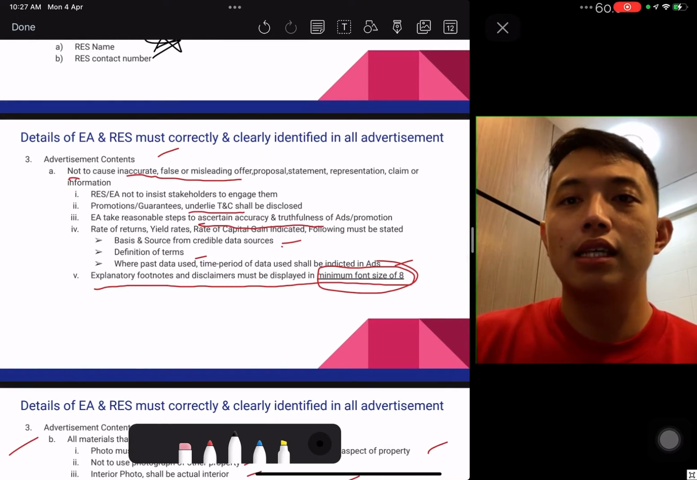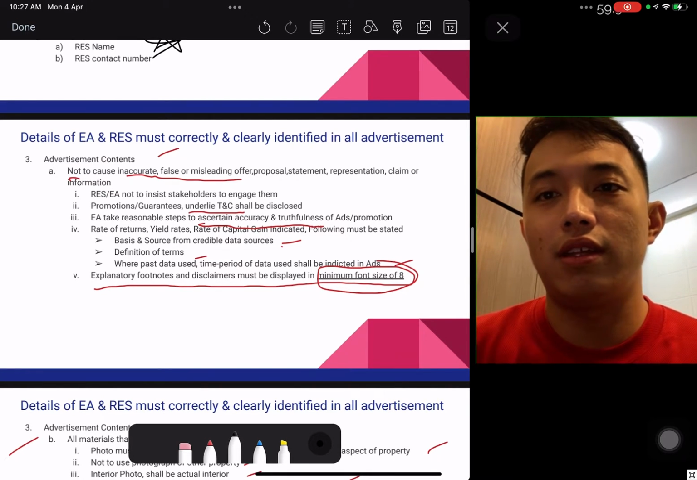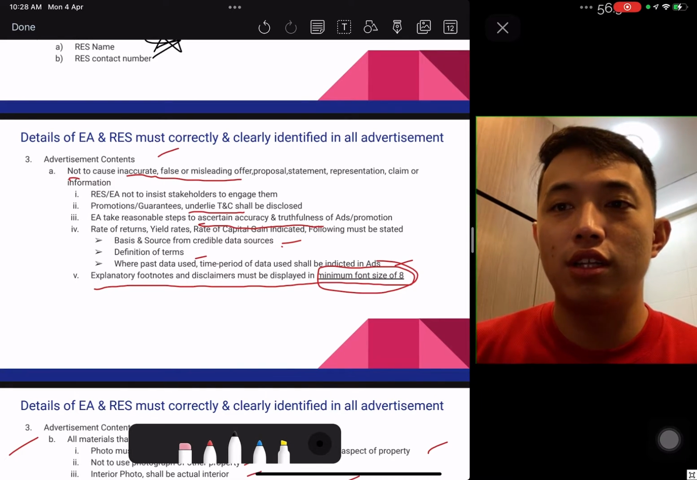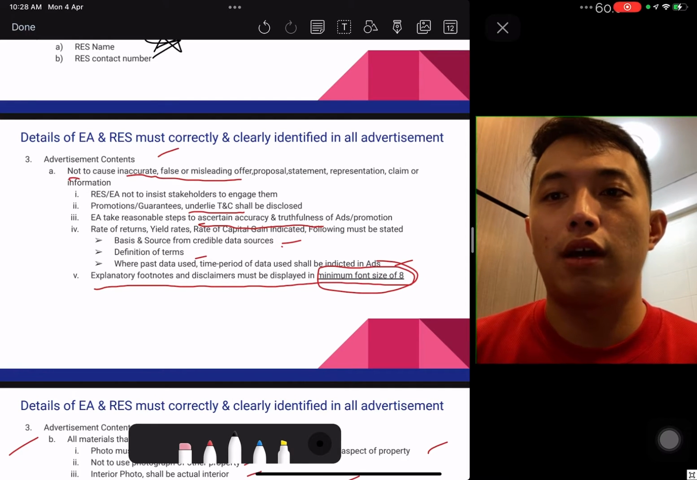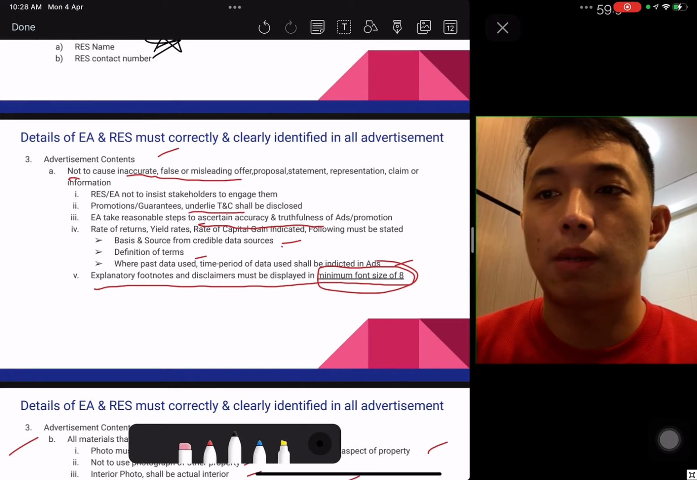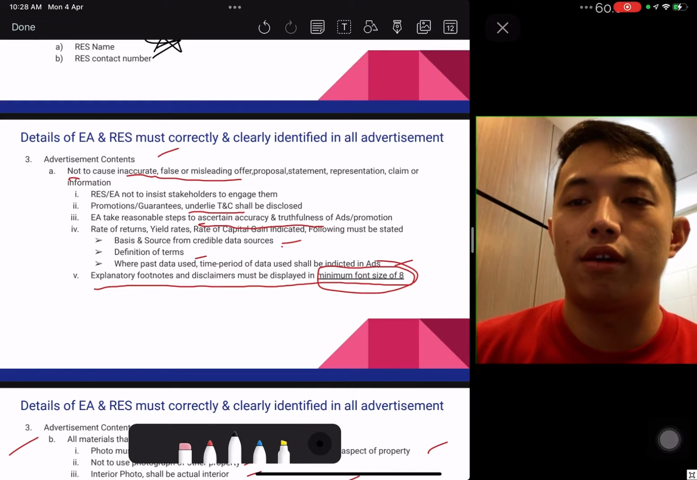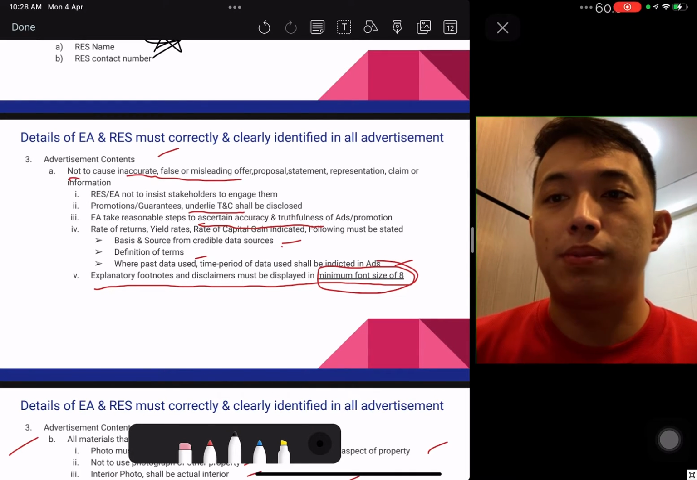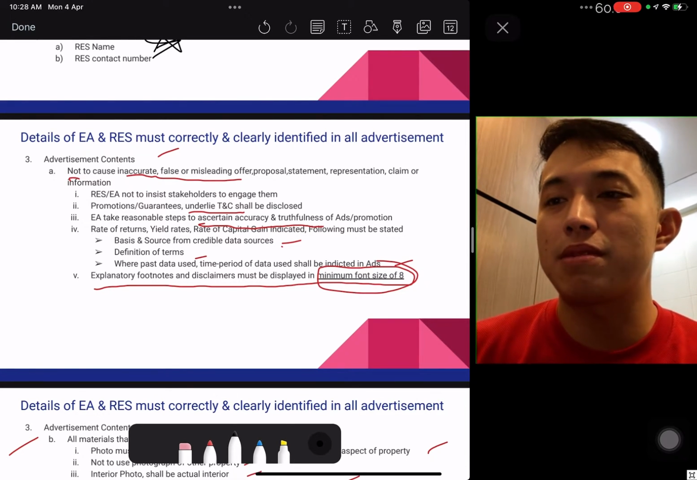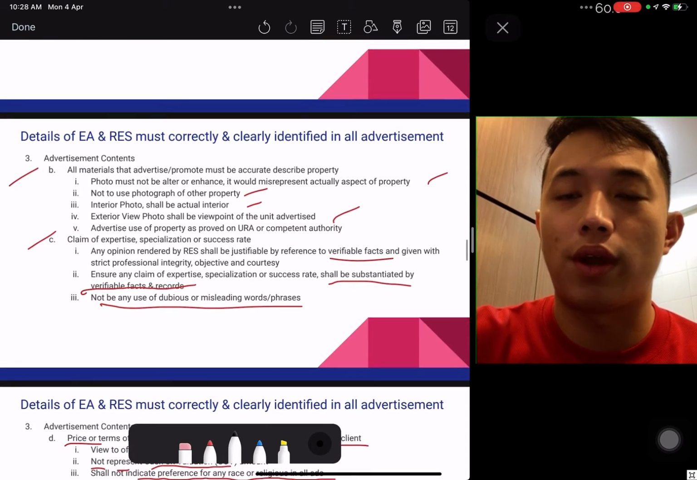Alright. So guys, advertising content must not have anything inaccurate, false or misleading. It must have underlying terms and conditions. Any claims of rate of return, net return, capital gain must be supported by a credible source, or information or past data. All the advertisements must be accurate and truthful. Any explanatory note or disclaimer must be in a minimum font size of 8, and must be visible to everyone.